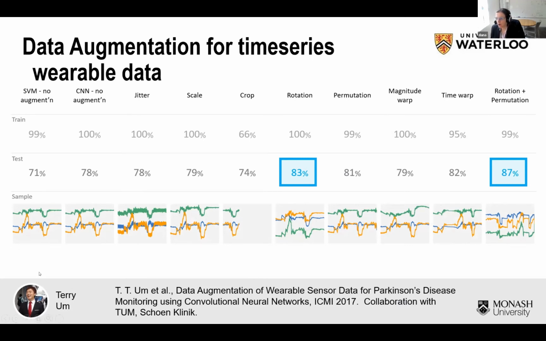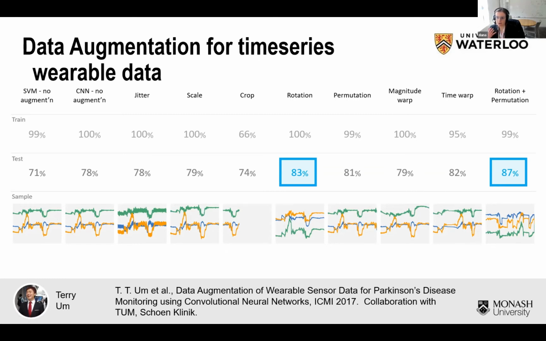So in this table, what I'm showing is basically each column is a particular data augmentation strategy, with the leftmost being no augmentation. And we compared two classifiers, support vector machine and convolutional neural network. And what you see in the very bottom row is what the data looks like after that particular augmentation strategy has been applied. And then in the two middle rows, you see the train and the test performance. And so the test is when we test this classifier on patient data that hasn't been seen before.